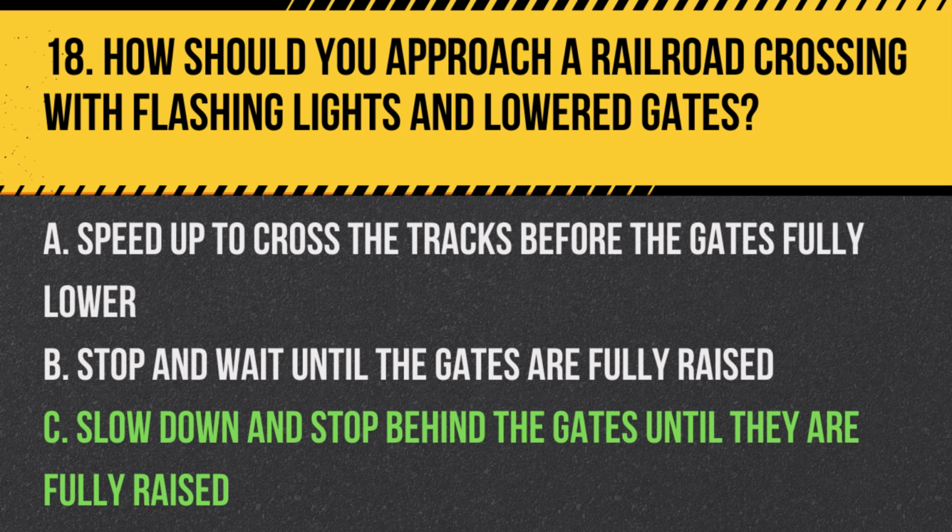When approaching a railroad crossing with flashing lights and lowered gates, you must slow down, come to a complete stop behind the gates, and wait until they are fully raised before proceeding.